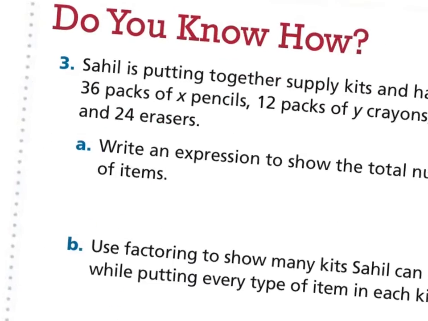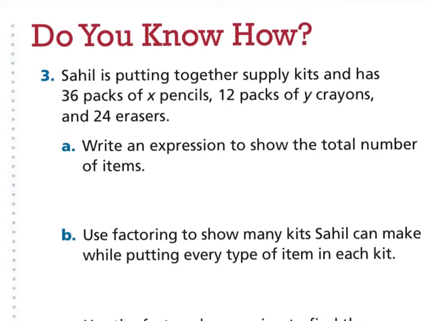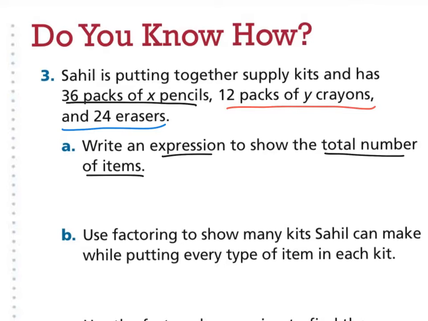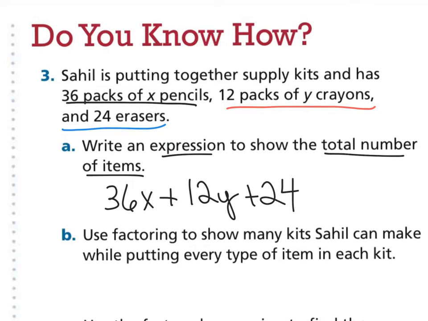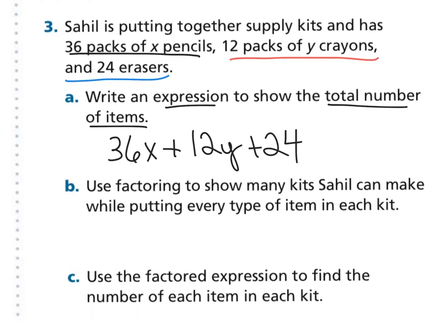So if we look at "Do You Know How?" number 3, Sahil is putting together supply kits and has 36 packs of X pencils, 12 packs of Y crayons, and 24 erasers. Write an expression to show the total number of items. So for the total, 36 packs of X pencils, that'd be 36 times X. The crayons would be 12 times Y, and the erasers would just be 24. So that's an expression for the total number of items.